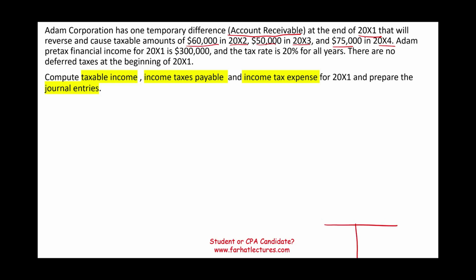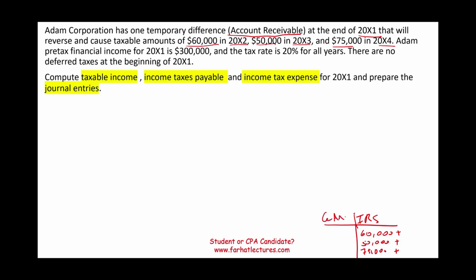In the future, we have an account receivable, and it's going to reverse in the following manner: $60,000, $50,000, and $75,000. It means in the future, we are going to have taxable income as far as the IRS. Why? Because when it reverses, it means that we're receiving the cash. When we receive the cash, this is taxable.